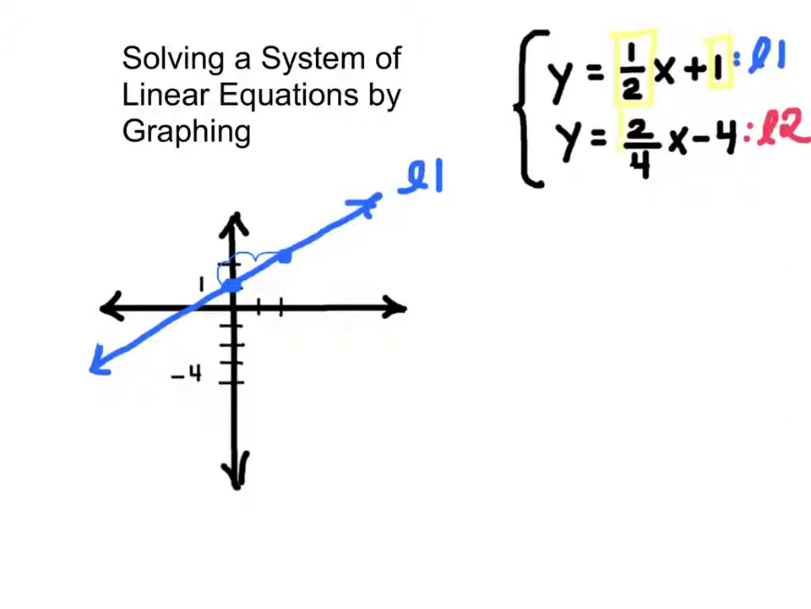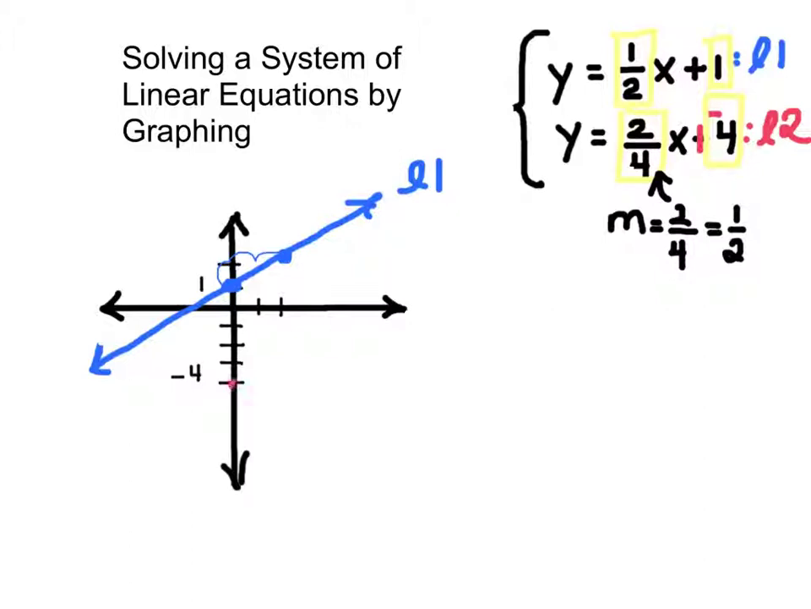Line 2 has a slope of 2 over 4 and a y-intercept. Well, let's change this to add the opposite. So a y-intercept of -4. Let's also notice that our slope, which is 2 over 4, can be reduced to 1/2. So the slope for line 2 is 1/2, which in fact is the same slope for line 1. So these 2 lines have the same slope.